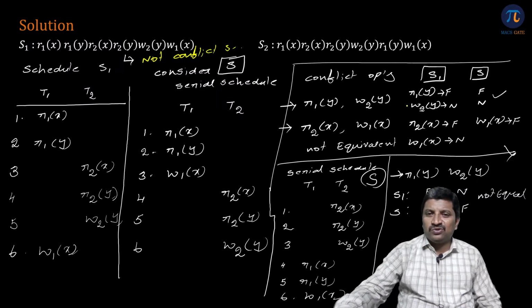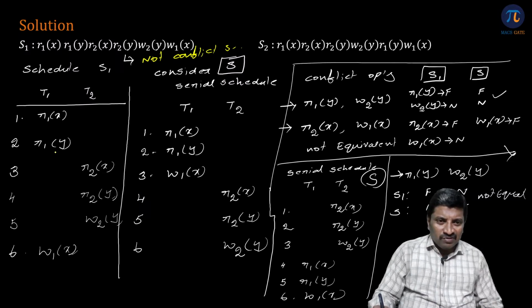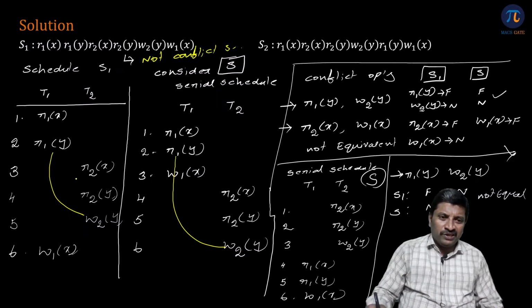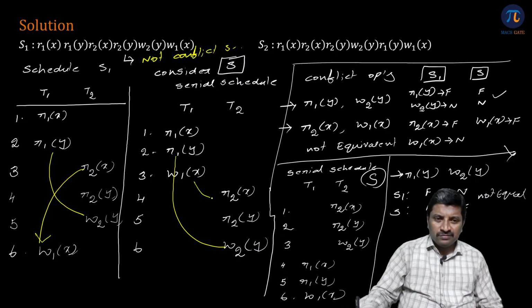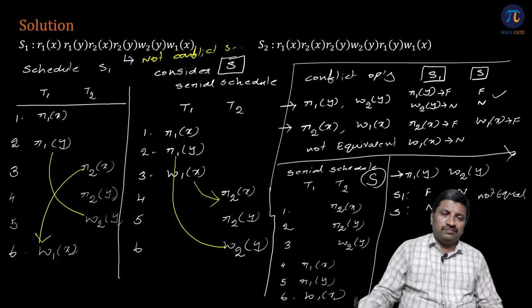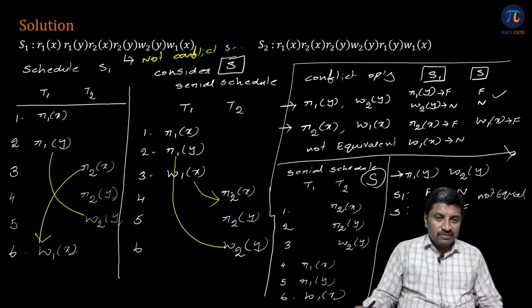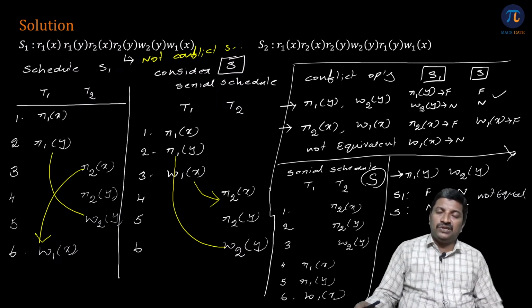Sir, no need to write the story like this. Simply you can verify it. R1 of Y, W2 of Y. This is right. He is first, he is next. Here R1 of Y, W2 of Y. Fine. What about next? R2 of X, W2 of Y. But here it is in reverse order. So they are not equal. Similarly, you can verify it. Now you can verify the second schedule, whether it is equal to any one of the serial schedules or not.